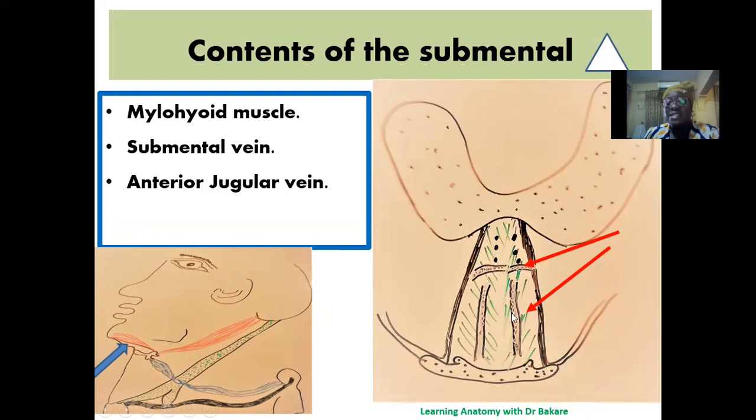Then we have the anterior jugular vein. The anterior jugular vein drains the anterior neck, so it descends downward. We'll still come across this anterior jugular vein during the course of this lecture when we talk about the content of the other triangle located below the submental triangle. And this is the anterior jugular vein. Then we have the submental lymph nodes. These are the submental lymph nodes.